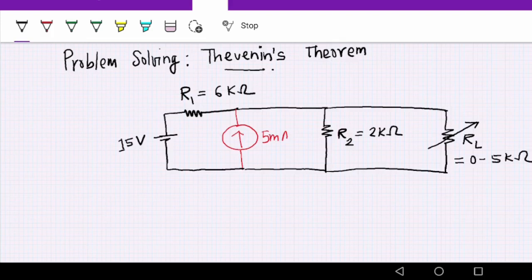Hello everyone, welcome back. In this video, we are going to solve a problem based on Thevenin's theorem. Given here is the circuit. The circuit consists of two sources. In this example, we have one voltage source of 15 volt and a current source of 5 milliampere. Let's see how to solve this.